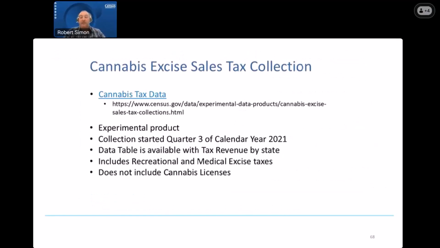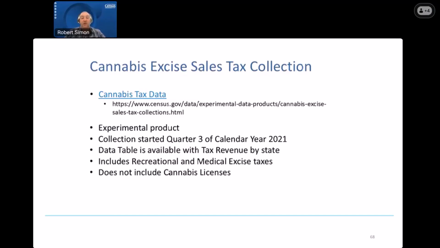Next, I want to highlight an experimental product which measures cannabis excise taxes. This is a product closely related to our quarterly tax product, as the quarters are the same and the data is released at the same time. We began collecting this data in the Q3 of 2021. We have cannabis excise tax revenue by state for every quarter since then.